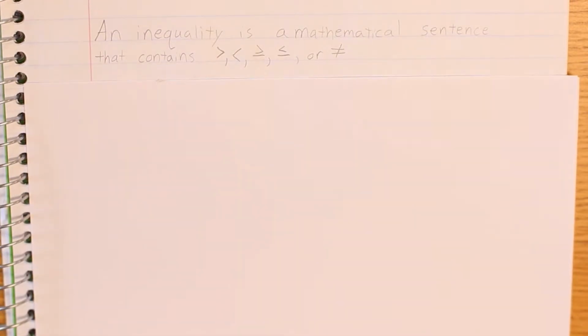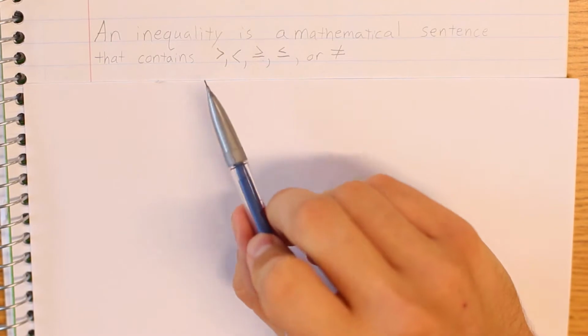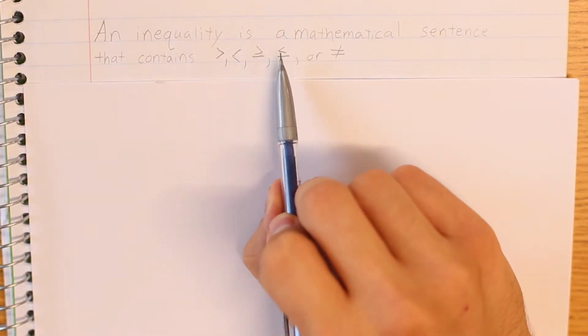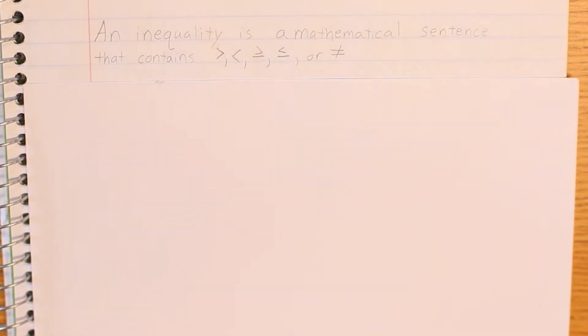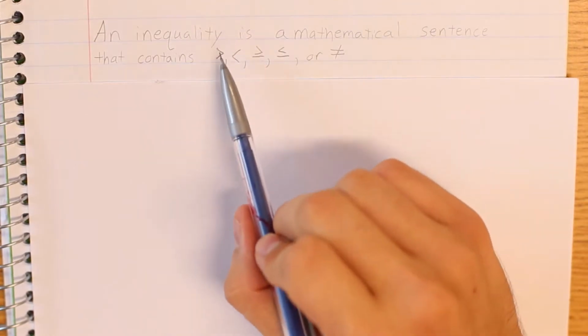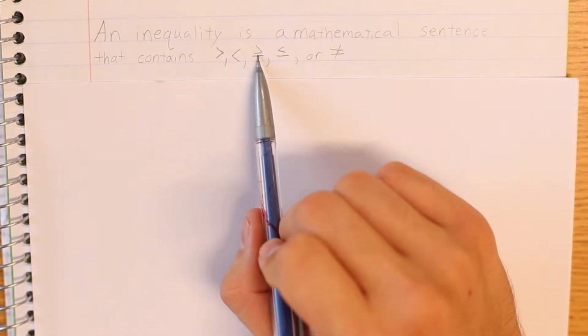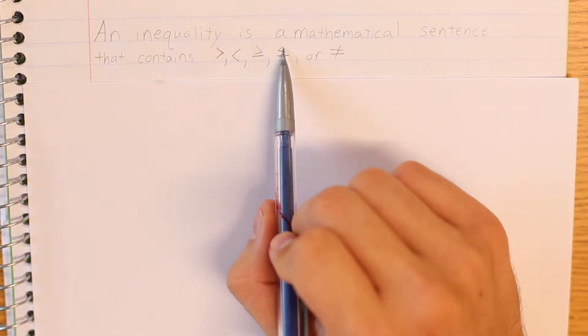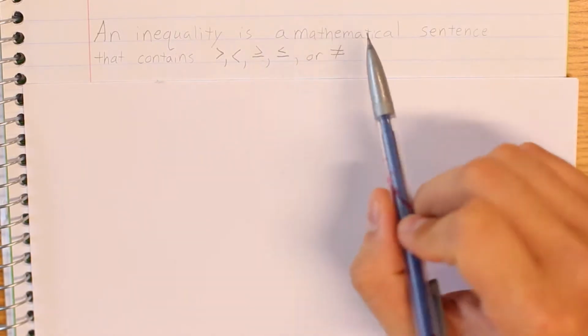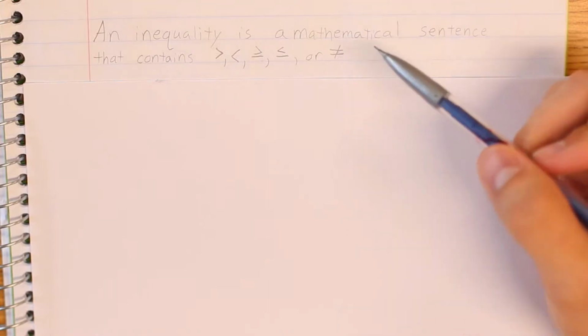An inequality is a mathematical sentence that contains one of these five symbols. And these five symbols are greater than, less than, greater than or equal to, less than or equal to, or it will contain the does not equal, okay?